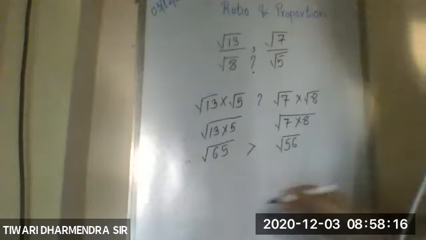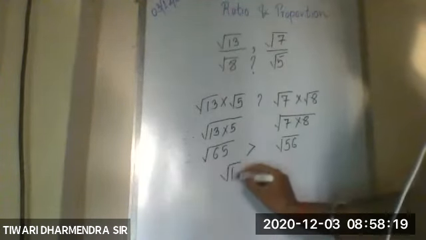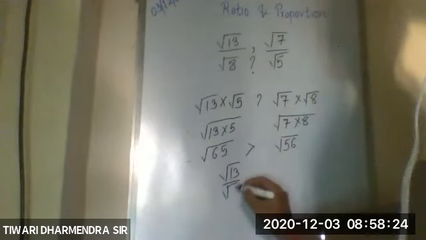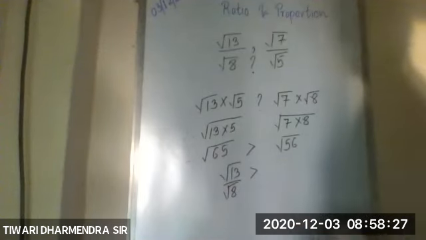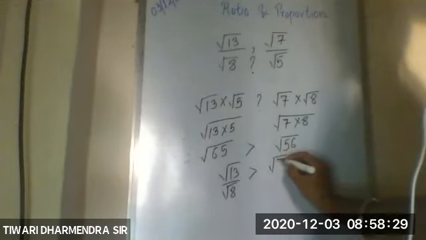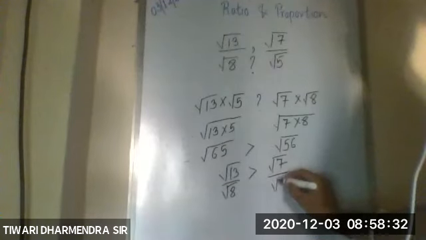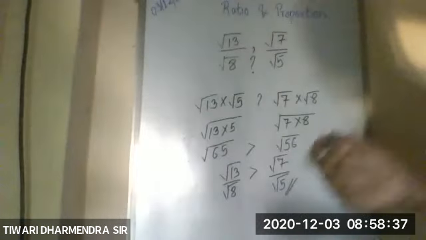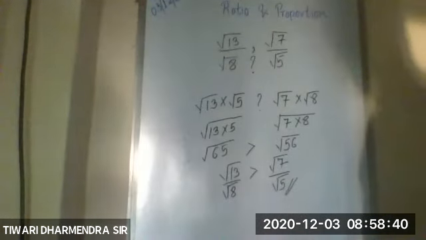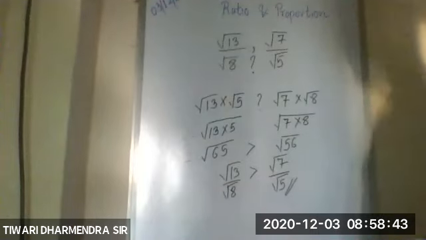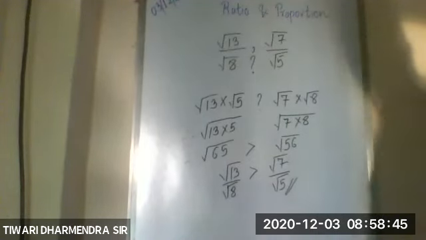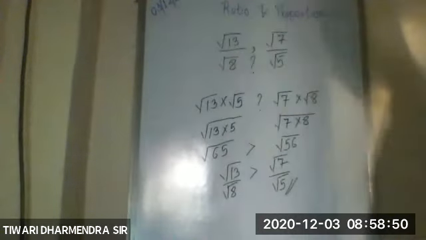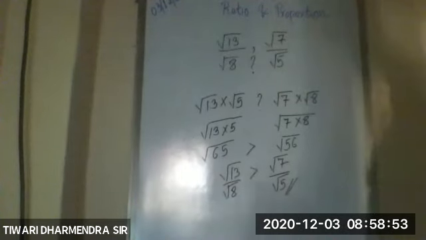So from here we conclude that root of 13 upon root of 8 is greater than root of 7 upon root of 5. Done. So this was a bit basic using the given relation. We have used the property of comparison of ratios to understand how to compare the two given ratios.